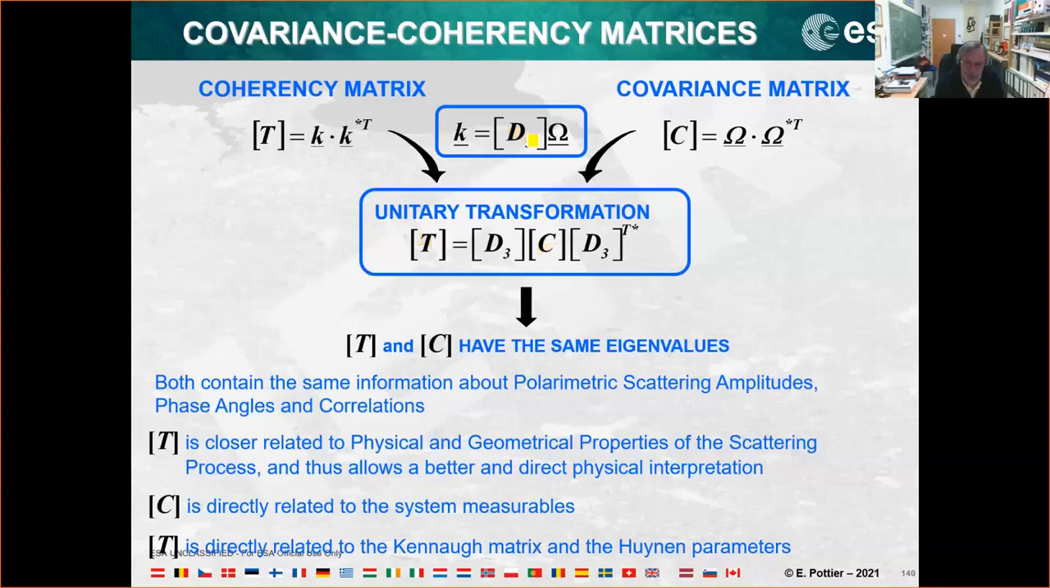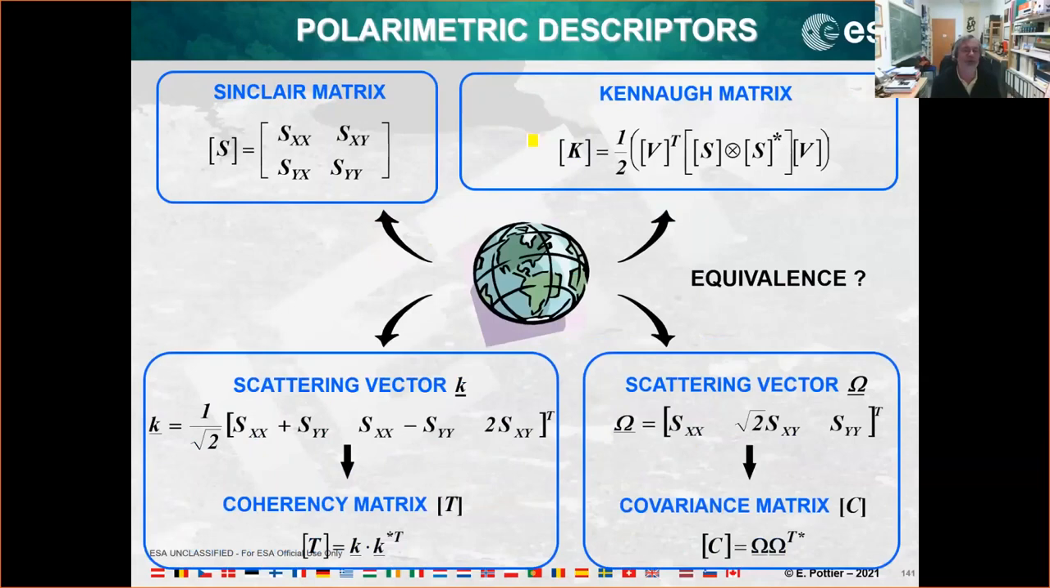So just to summarize, I can go from one representation to another representation. I can go from the Sinclair matrix to the coherency matrix via the target vector. I can go from the Sinclair matrix to the covariance matrix via the omega vector. Or I can go from the scattering matrix to the Kennaugh matrix via this Kronecker product. So, loosely speaking, C for calibration.